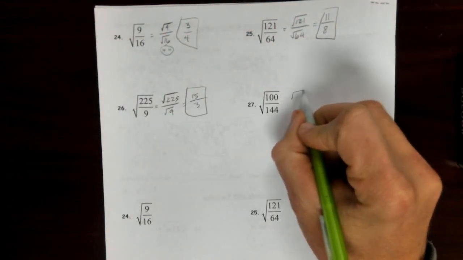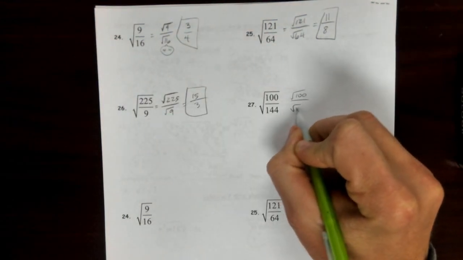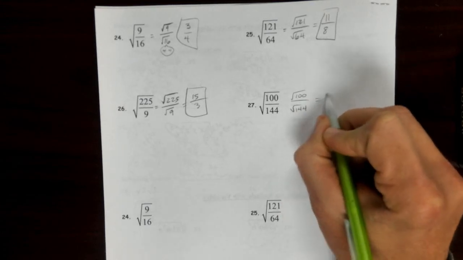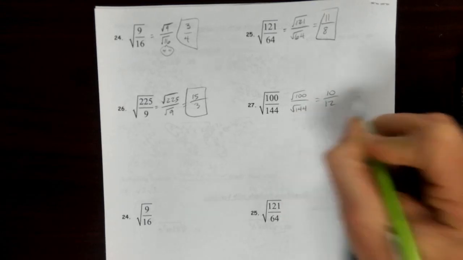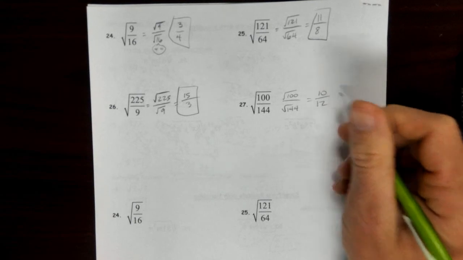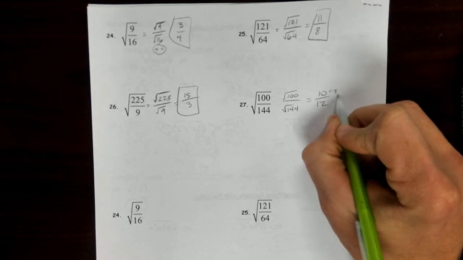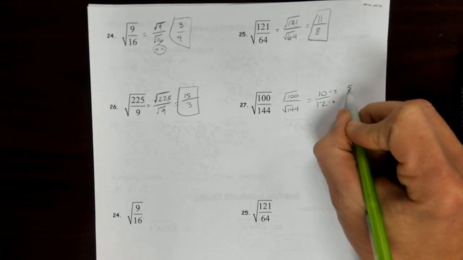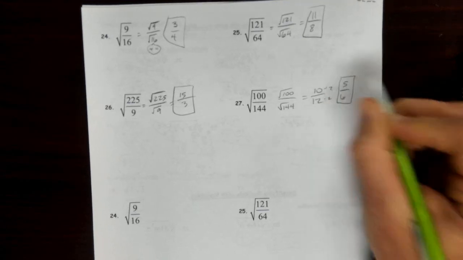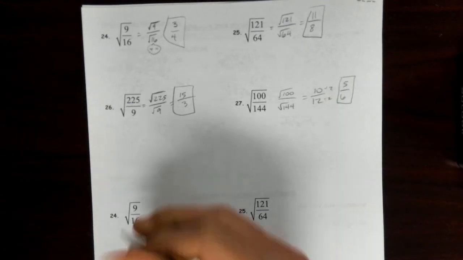Here we're going to separate this out into the square root of 100 over the square root of 144. We know the square root of 100 is 10. We know the square root of 144 is 12. Now we can reduce that fraction. Both of those are divisible by 2. So this becomes 5 over 6.